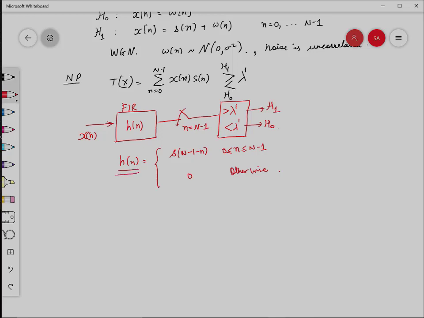This was an important thing that we observed here. The main property of this matched filter was that it maximized the SNR at the output of the filter.